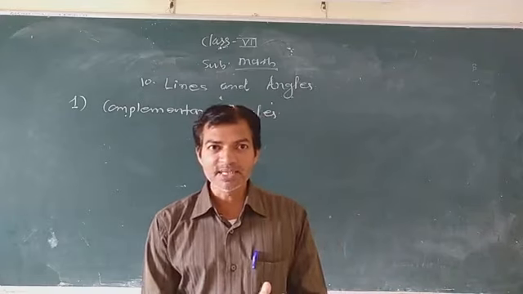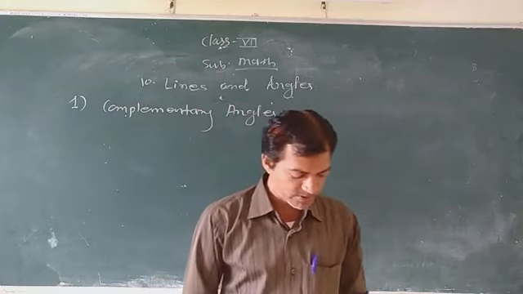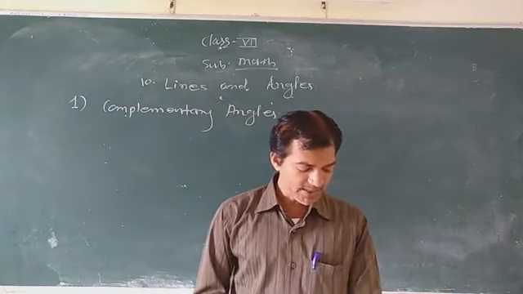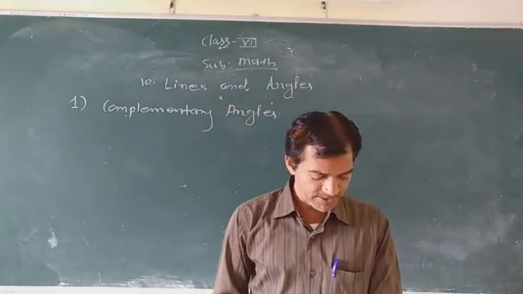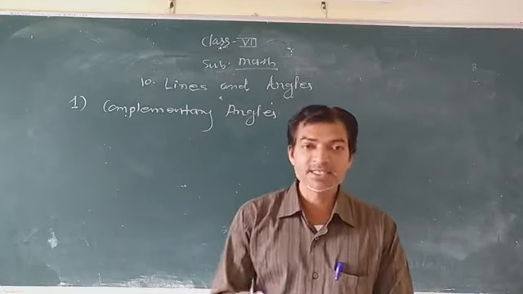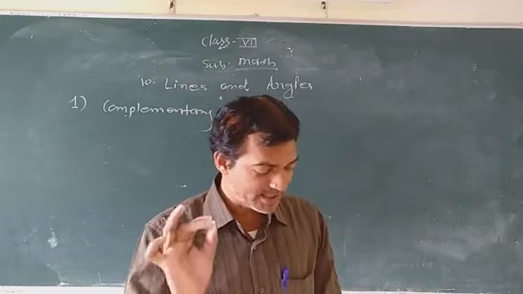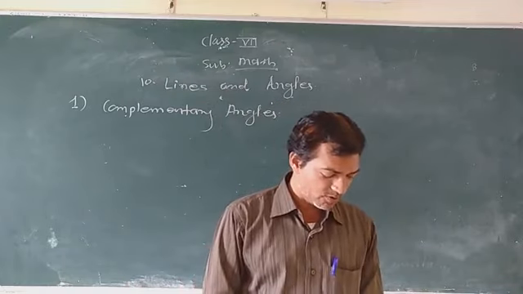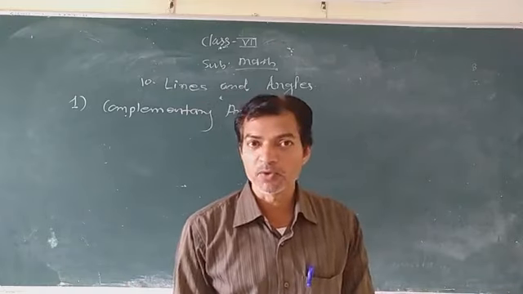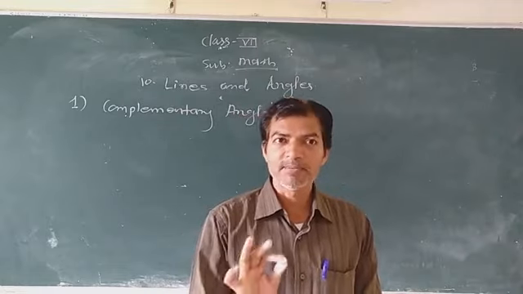So you have to remember this definition. It is also given in your textbook. Two angles are said to be complementary if the sum of their measures is equal to 90 degrees. This definition is given on page number 134. So you have to remember this one.